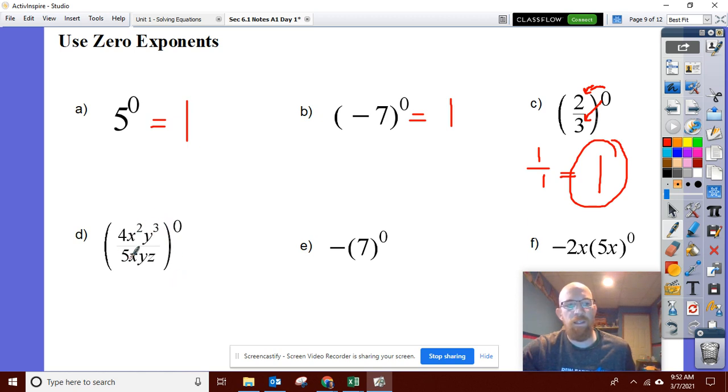All of this, look at this in the parentheses. So all of this is getting a 0 on it. So it's not 3, 0, it's 3 times 0. Remember, you have to distribute it. And anything times 0 is 0. So all of these would have zeros on it.